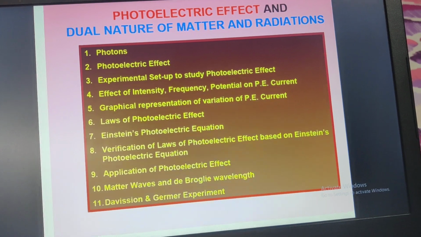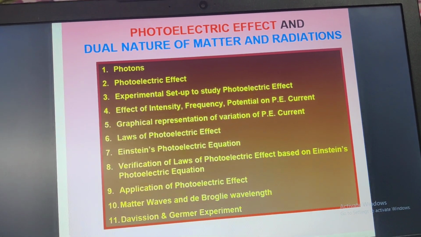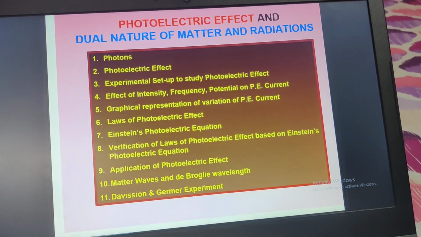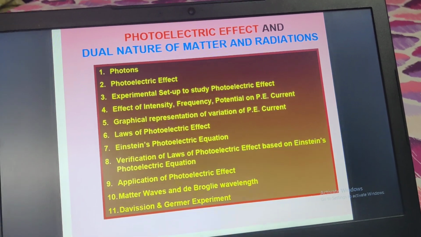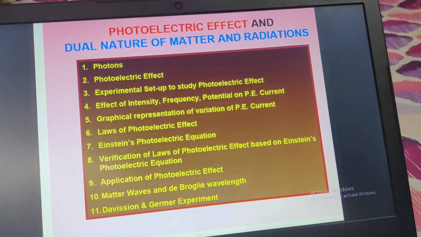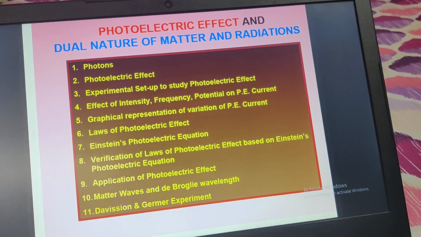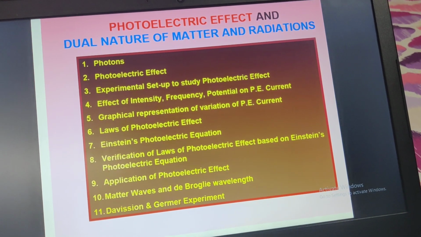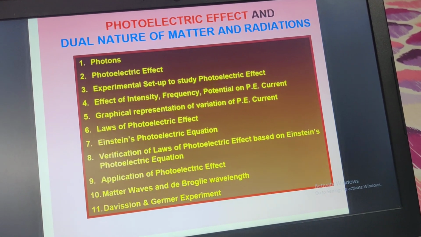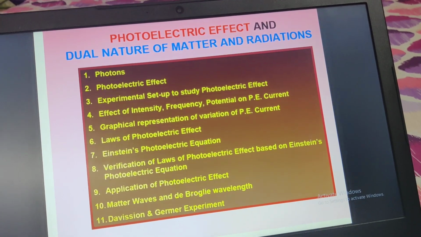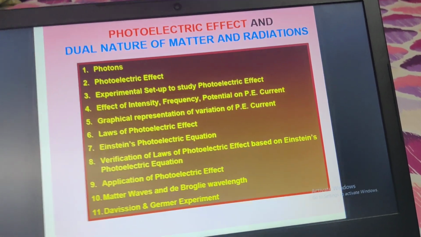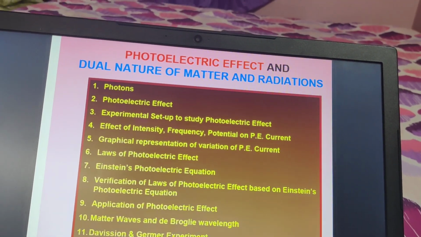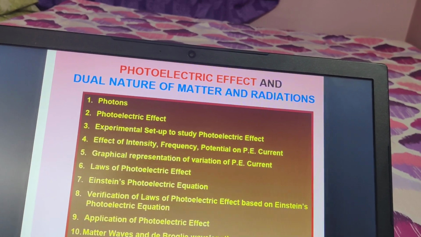Our topic of discussion today is a very well-known one in physics, that is, the particle nature of light and the wave nature of matter. To begin with, this is the course content that I will touch upon in the successive periods of this lecture. I will first discuss the photoelectric effect, and then I will discuss Compton scattering.